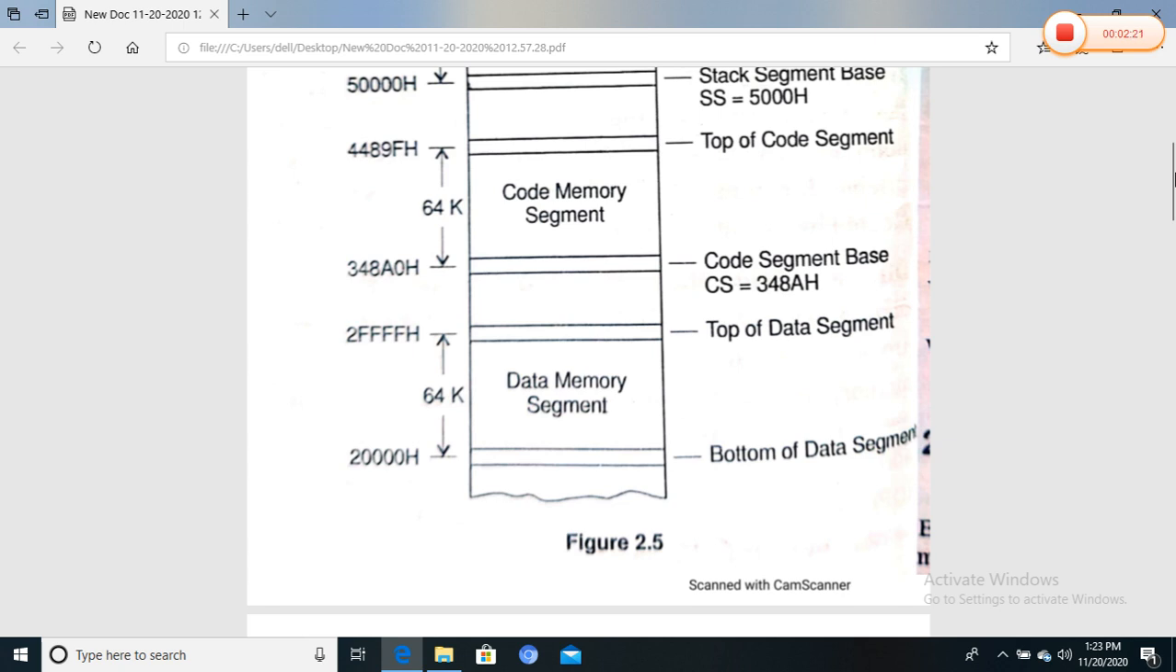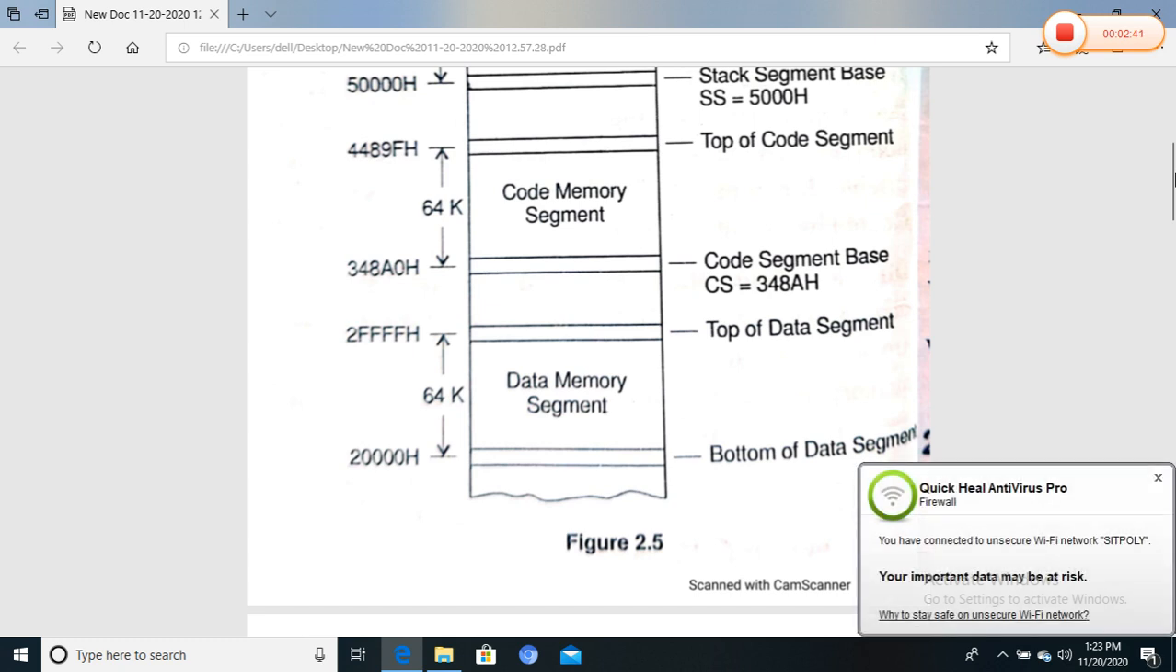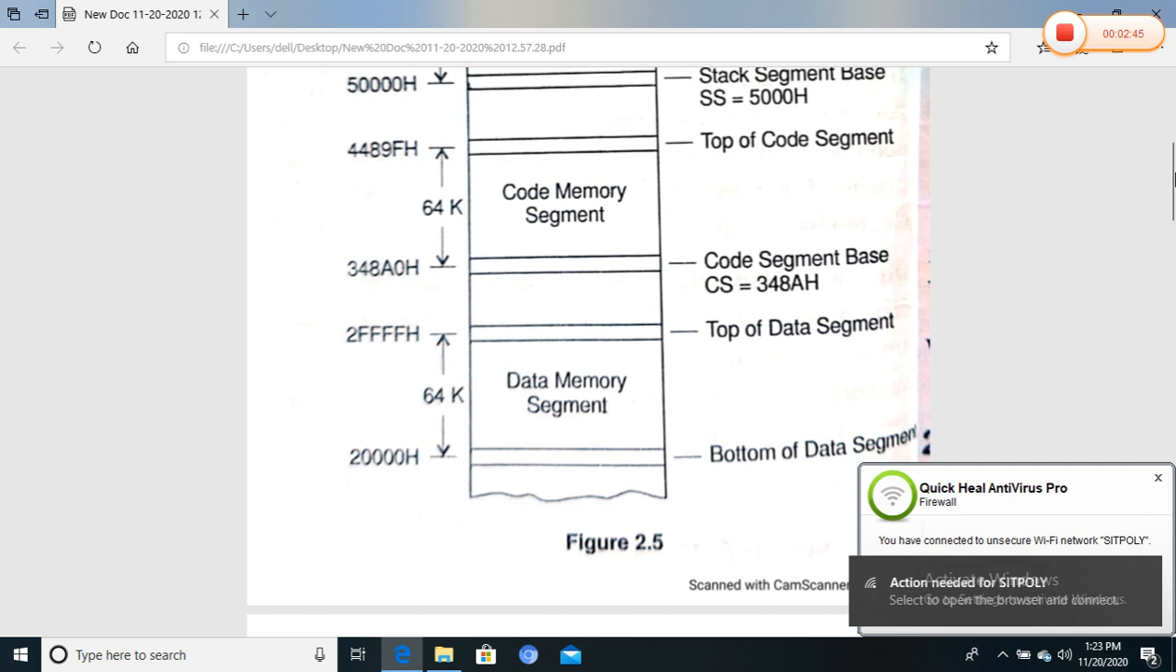In this diagram, the starting address of the first data segment memory is 2000H to 2FFFH, where 2000H is the starting base address of that memory. The starting address of the code memory is 348A0H. Each memory segment is 64 KB, and the total memory size is 1 megabyte.